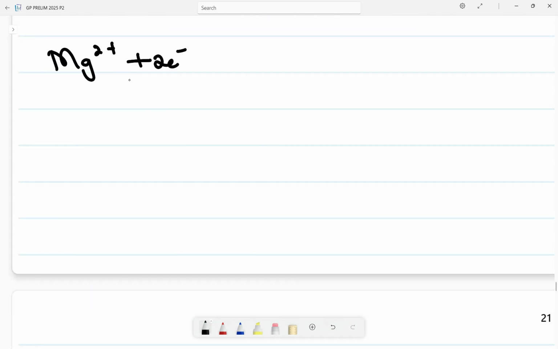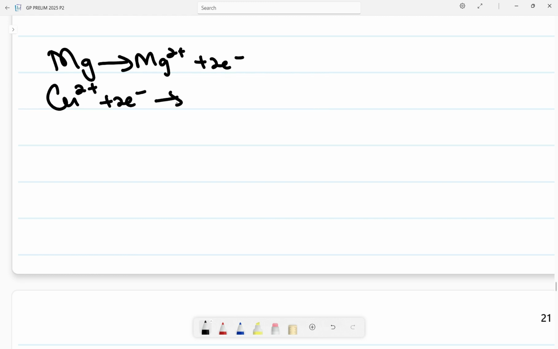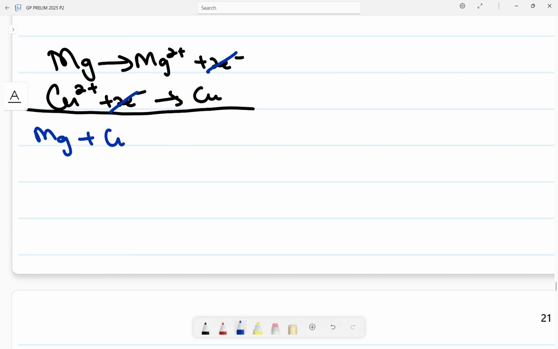Okay, so we have Mg forming Mg2+, then I add it to Cu2+ plus 2 electrons forming Cu, and then the net results in this and this canceling: Mg plus Cu2+ gives Mg2+ plus Cu. This is the net.